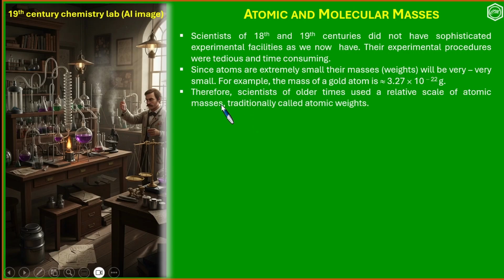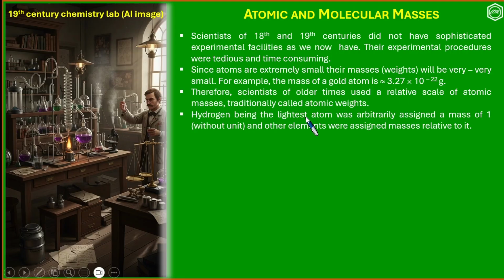At that time, they were called atomic weights. The term atomic weight is widely accepted because of its traditional use, but atomic mass is technically more accurate. In chemistry, we often compare amounts of substances under the same gravitation, so any weight ratio is the same as the mass ratio. Hydrogen, being the lightest atom, was arbitrarily assigned a mass of 1, that is, without unit, and other elements were assigned masses relative to that.